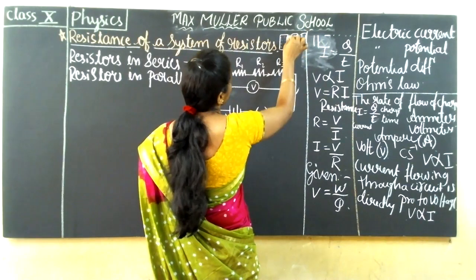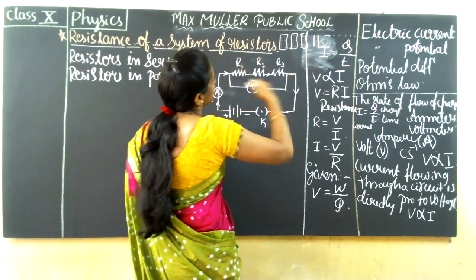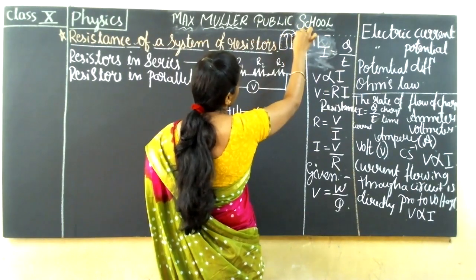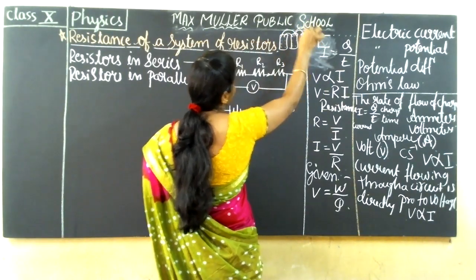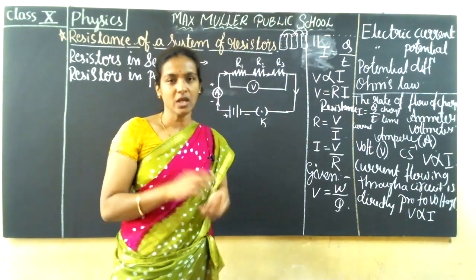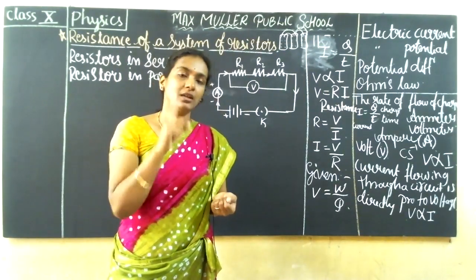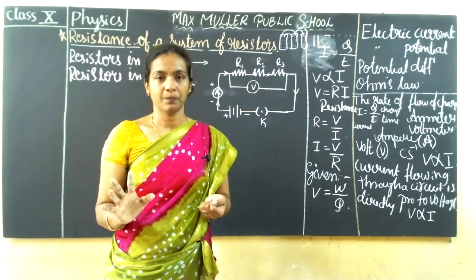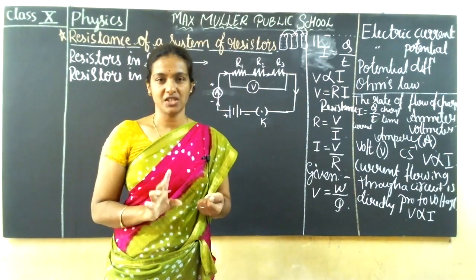So what you are going to do here is connect them one after the other. It means here, you are going to connect like this. You are going to use the 2 wires and connect them one after the other. This is called a series connection of resistors. The first statement is we are going to connect them one after the other. That is called a series connection. This is the first condition.